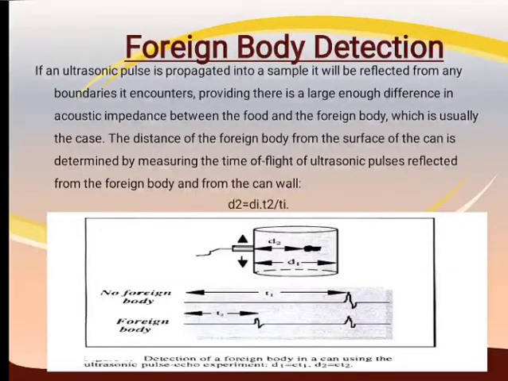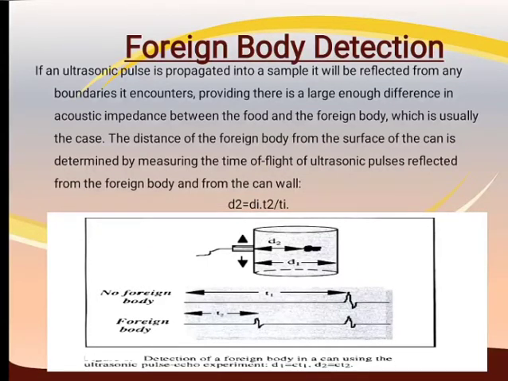Foreign body detection. If an ultrasonic pulse is propagated into a sample, it will be reflected from any boundaries it encounters, providing there is a large enough difference in the acoustic impedance between the food and the foreign body, which is usually the case. In most cases, the foreign body has a different acoustic impedance than the food.